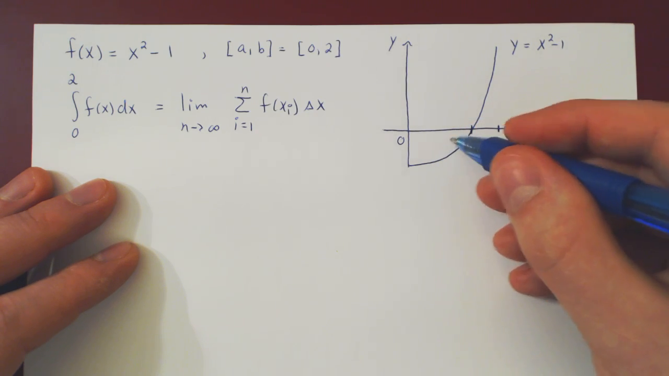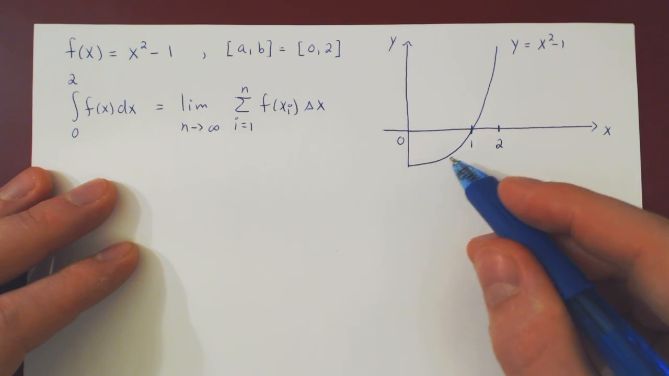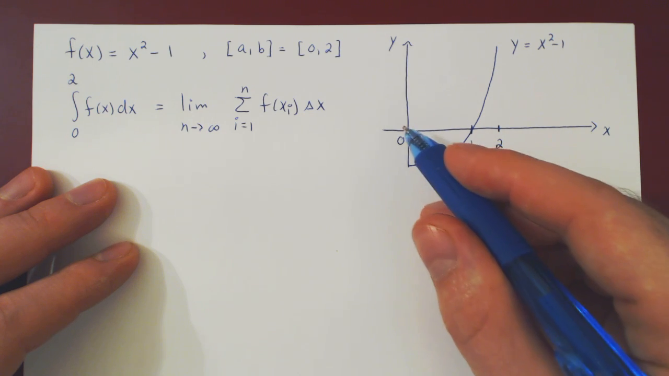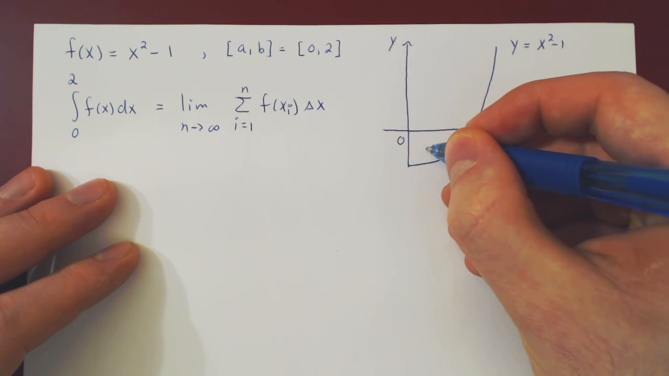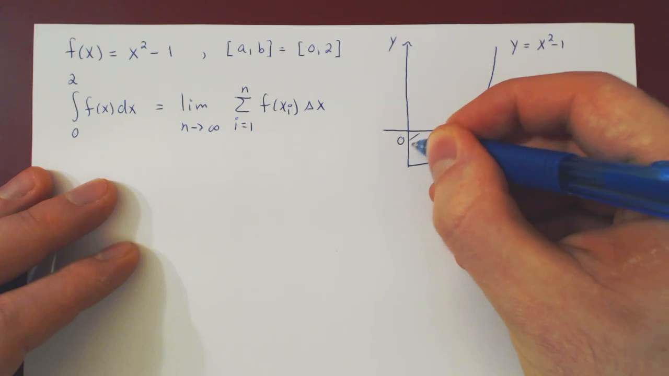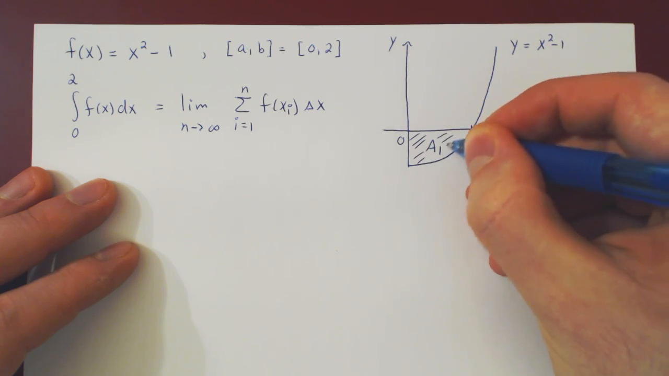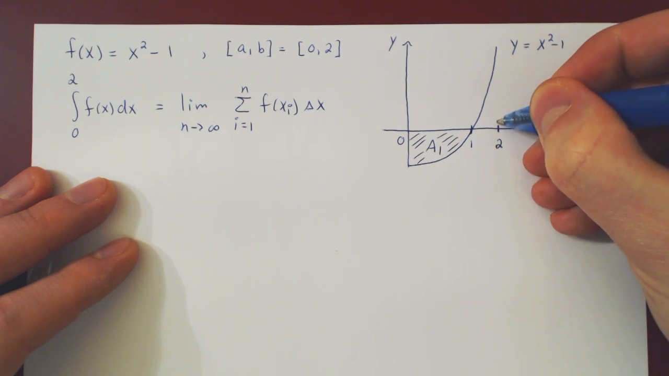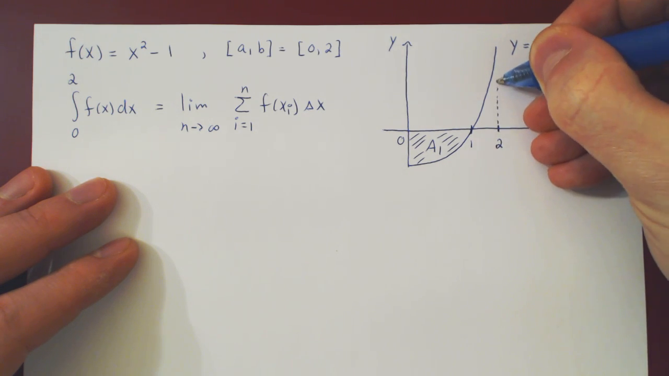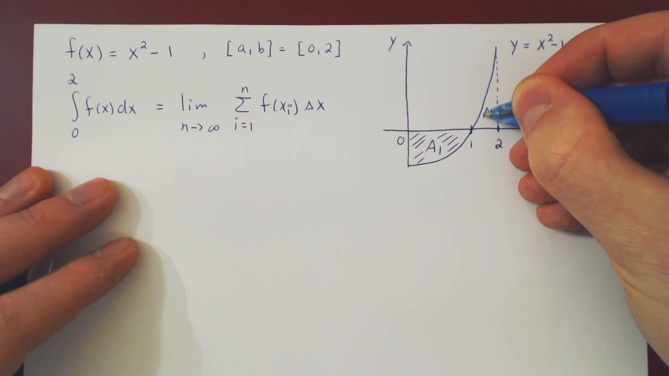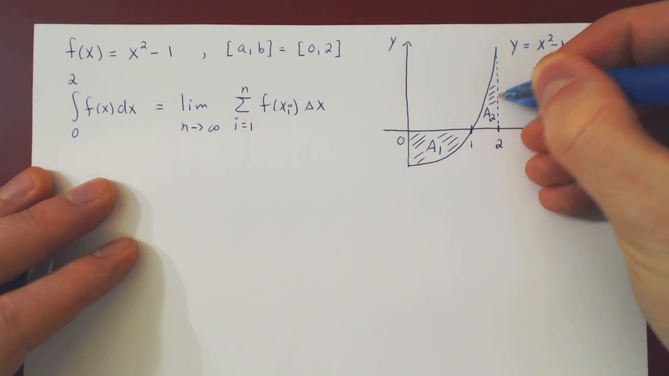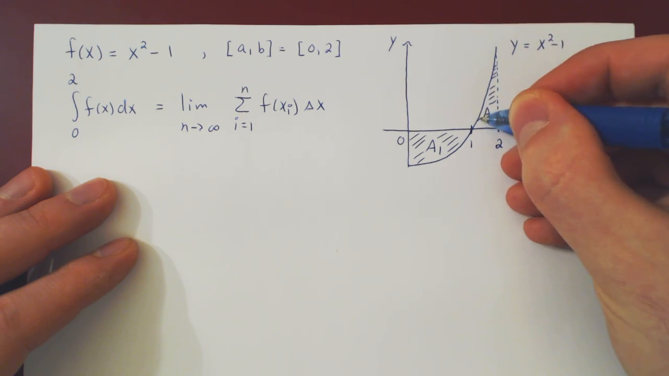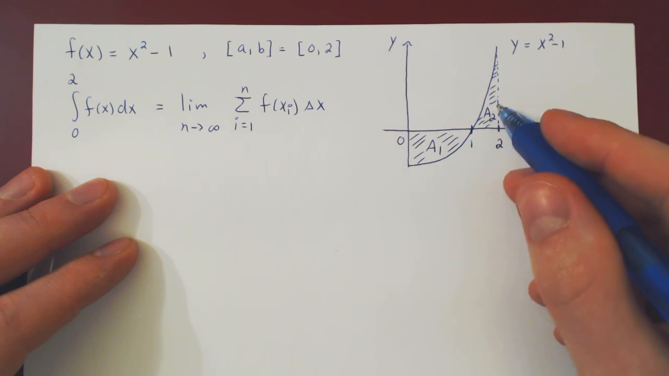There's the first region here, between the curve and the x-axis. So suppose this region has area A1. And we have the second region from 1 to 2. And suppose that this region has area A2. Both, again, A1 and A2 are positive. They are areas of regions.